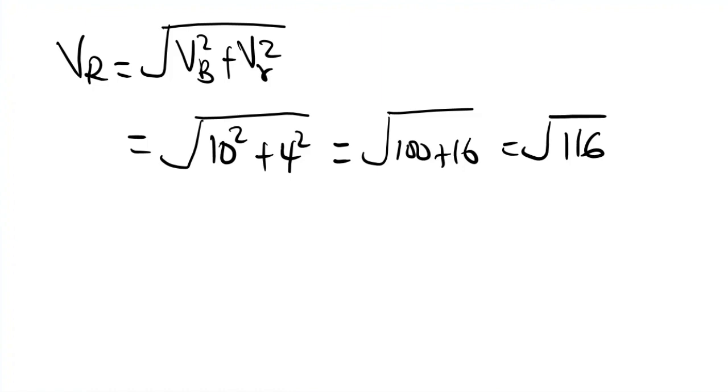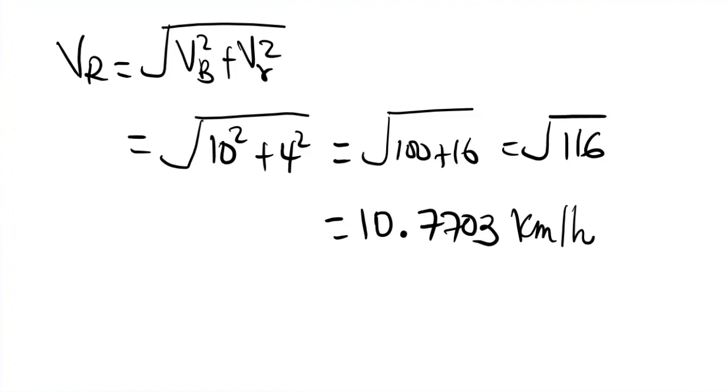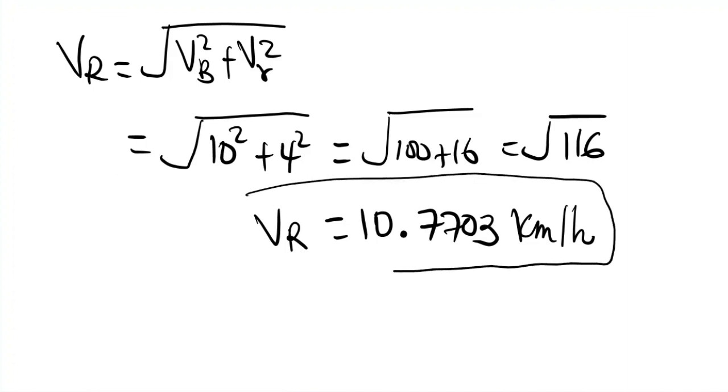116. So I got 10.7703. That's what we got. Actually, 10.77 kilometers per hour. That's the resultant velocity that we got. Right? It means that that's the velocity that you actually see the man moving. Velocity of the river relative to the man. Basically, that's what we have. Okay.